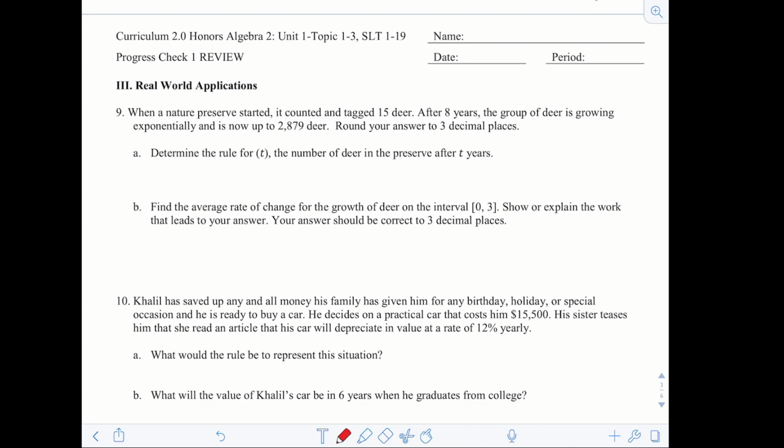So when a natural preserve started, it counted and tagged 15 deer. Right, plural for deer is deer. After 8 years, the group of deer is growing exponentially and is now up to 2,879 deer. Round your answer to 3 decimal places.